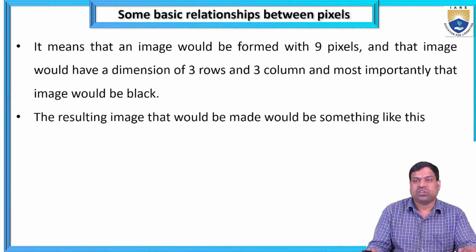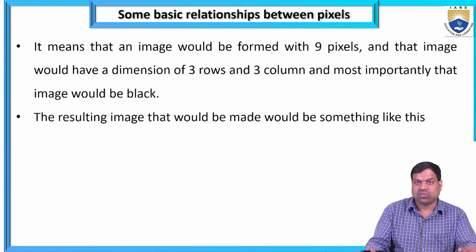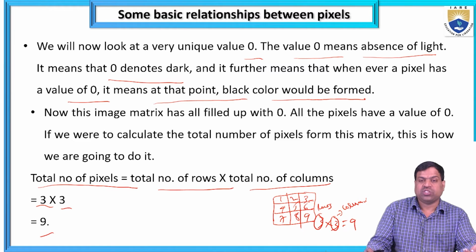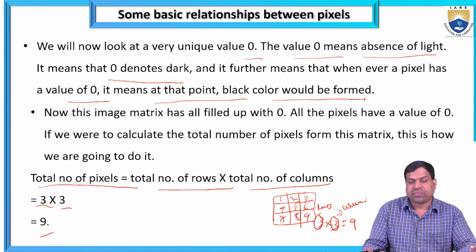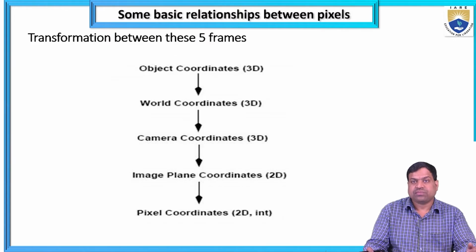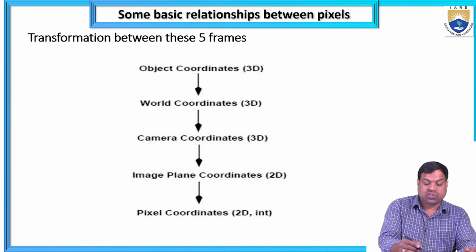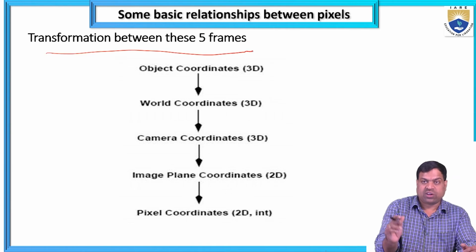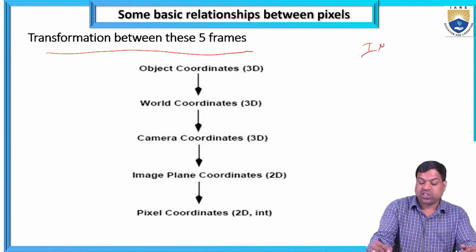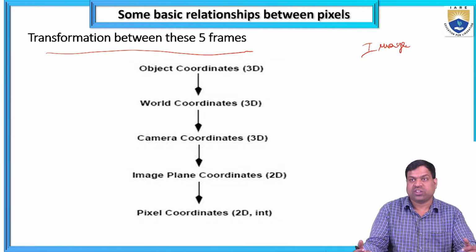So the resulting image that would be made would be something like this. I am taking 9 means 3 by 3, so the pixel size is 9, that is 3 by 3. And what are the 5 frames? The transformation between these frames. So I am talking about the pixel, or about the image. Before the image, what are the 5 frames in the image?